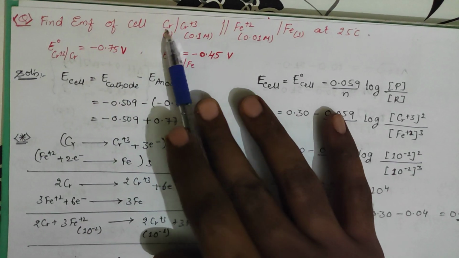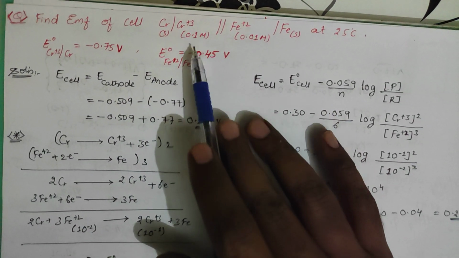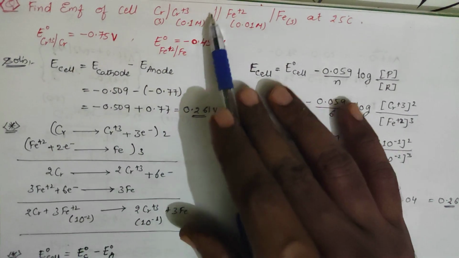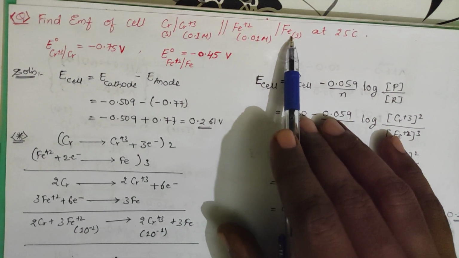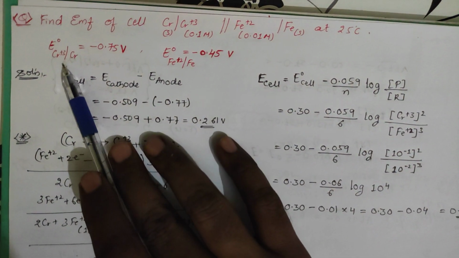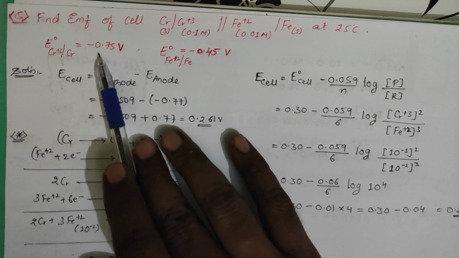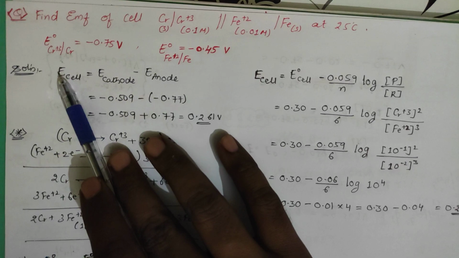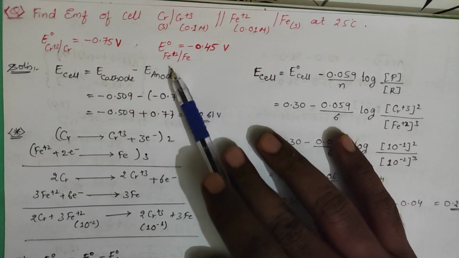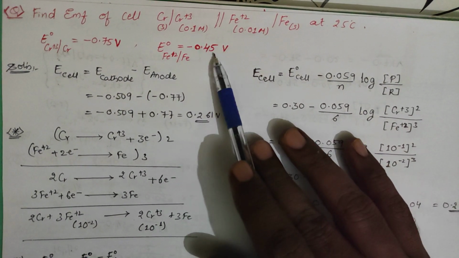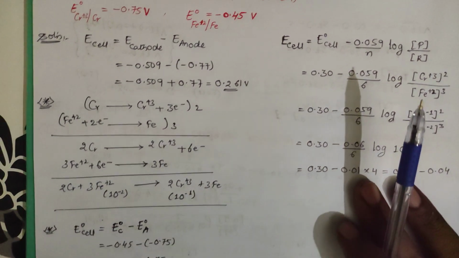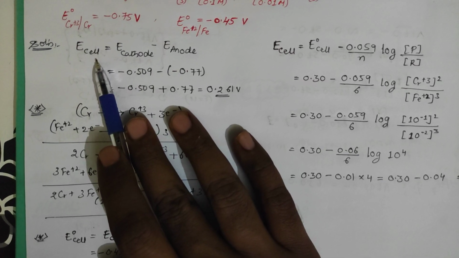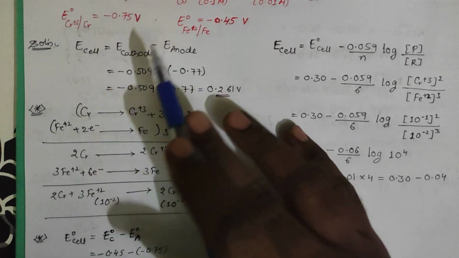Find the EMF of the cell, chromium solid getting converted to chromium plus 3 with 0.1 molar concentration with double slash, this is salt bridge. Fe plus 2 concentration he has mentioned, it has been converted to Fe. So at 25 degrees centigrade. He has mentioned E0 of chromium plus 3 with respect to copper, it is minus 0.75 volts. This is reduction potential. And here also E0 of Fe plus 2 getting converted to iron, it is minus 0.45 volts. Clear? So generally if you want to calculate E of the cell, so not E0, this is E of the cell. E cathode minus E anode.